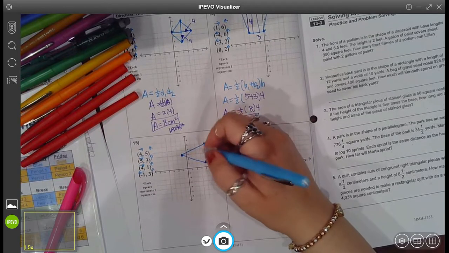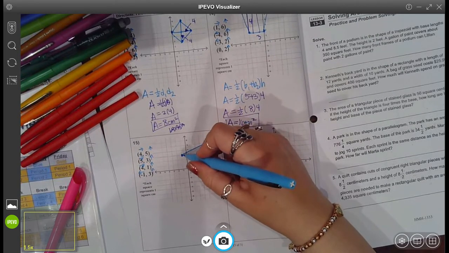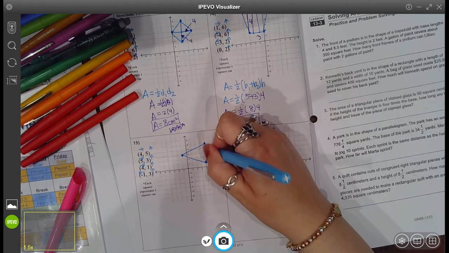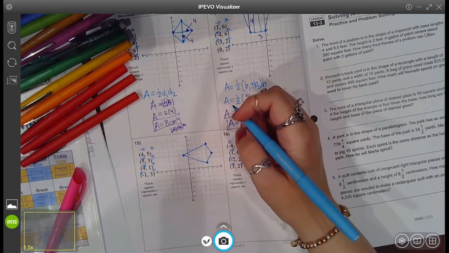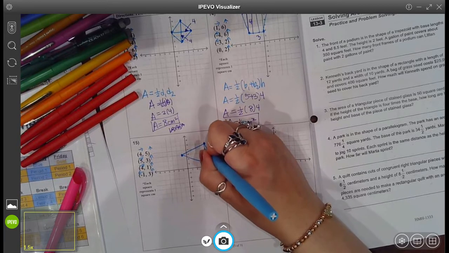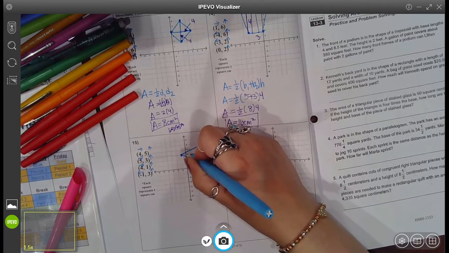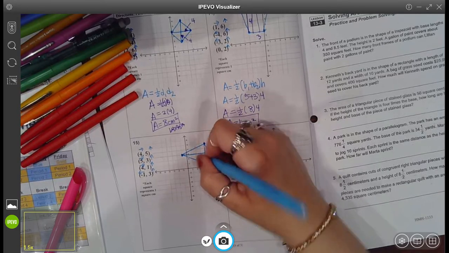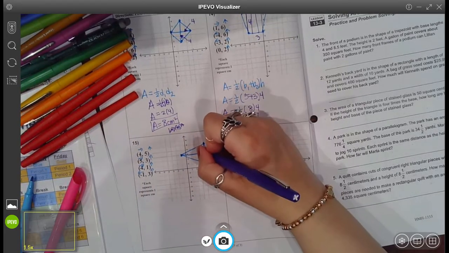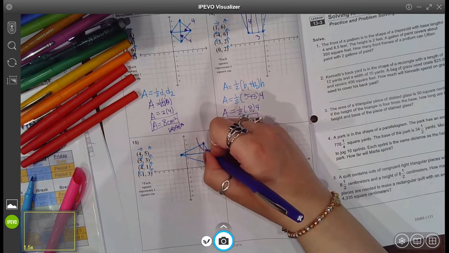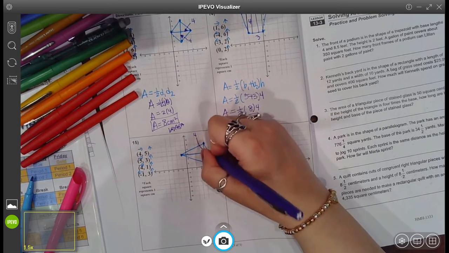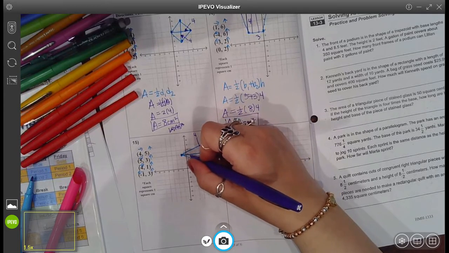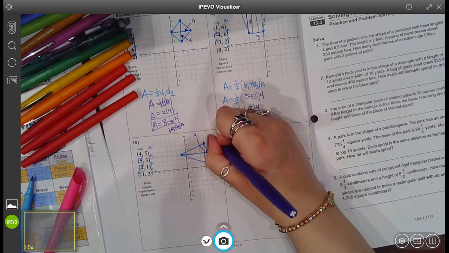And a kite, you would never be asked to find the perimeter of this because you can't count, you'd have to be given the information, and you can't find this distance or this distance. So they'd only ask you for the area because you can find your diagonal lengths because it's totally horizontal or totally vertical. What's this diagonal? 1, 2, 3, 4. And what's this diagonal? 1, 2, 3, 4, 5, 6.